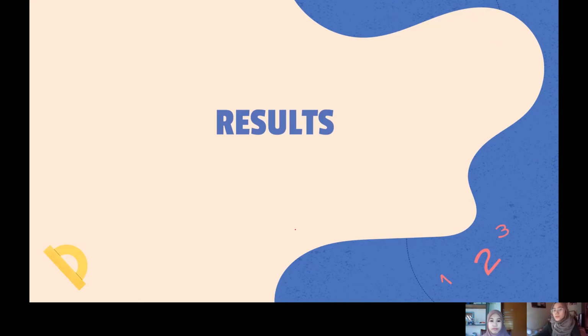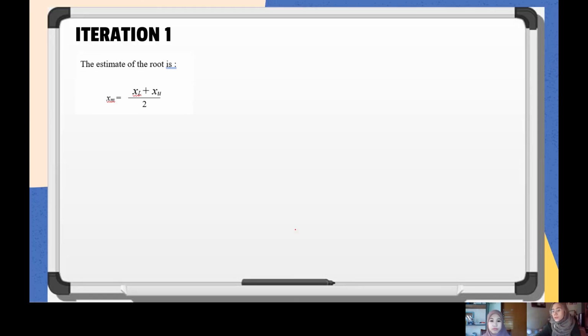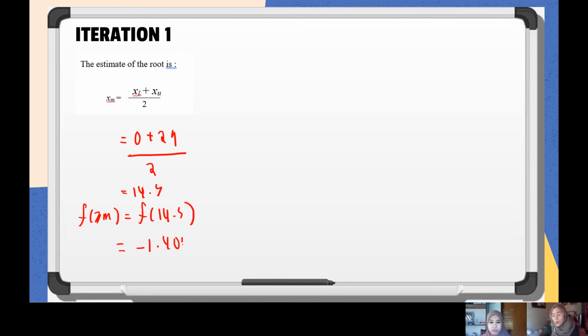So let's move on to results. I will be starting with the first iteration. This is the formula to count the estimate of the root, which is our xm. So adding xL and xU, 0 plus 29, divided by 2, which is 14.5, and we insert this root into our function, which gives negative 1.4007 multiplied by 10 to the power of negative 4.